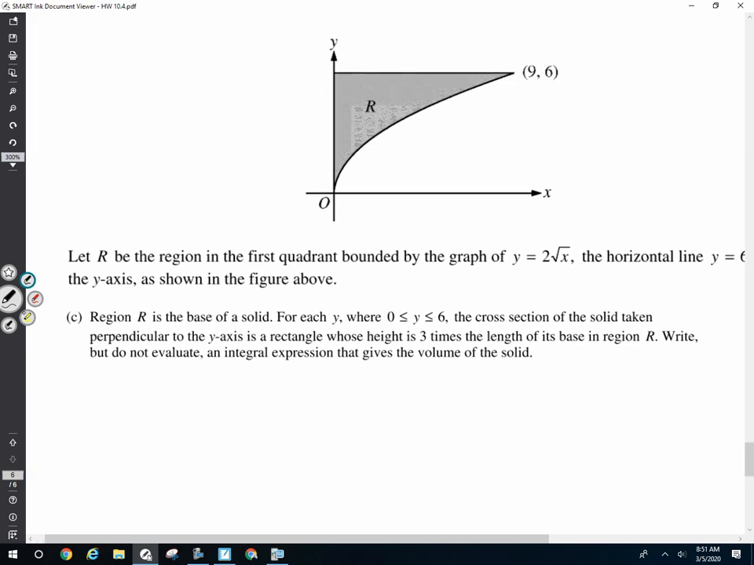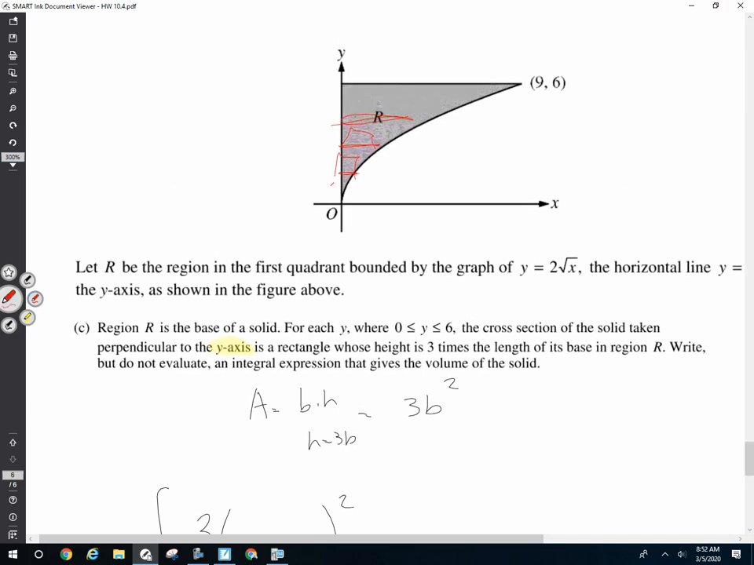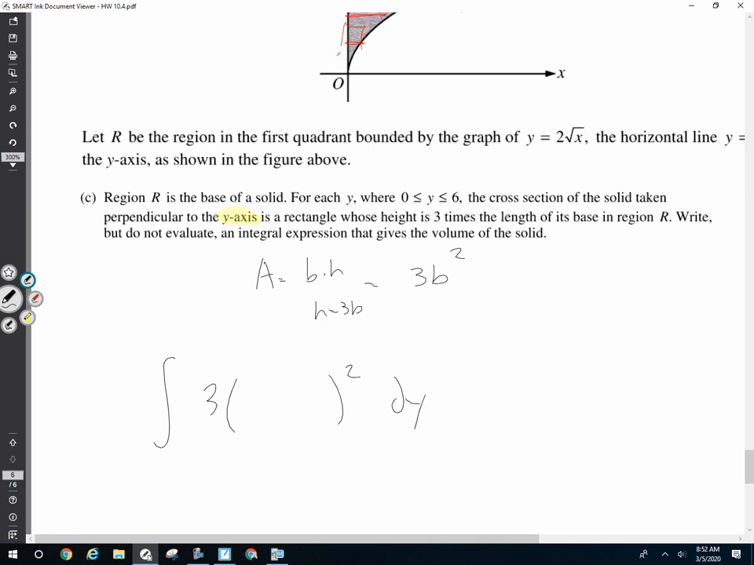All right, perpendicular to the y-axis. Rectangle's height is 3 times its base. Okay, so the area of this rectangle is base times height, but the height is 3 times the base, so this is going to be 3b squared. So I need to take an infinite sum of my 3b squareds, since it's perpendicular to the y-axis. My rectangles are going on top of those horizontal lines. To give them volume, we will multiply by a very skinny height, the dy. So 3b squared times dy is a volume.